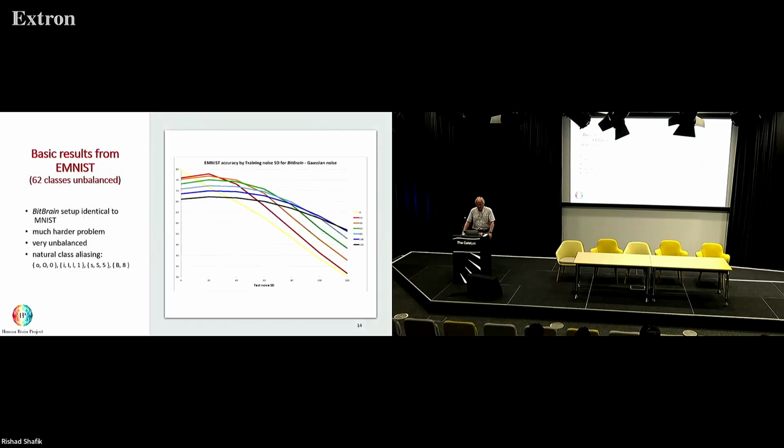We can obviously apply the same principles to other data sets. One we've looked at is EMNIST, which has gone from 10 to 62 classes. It's unbalanced, so there aren't the same number of training examples for each of the classes.